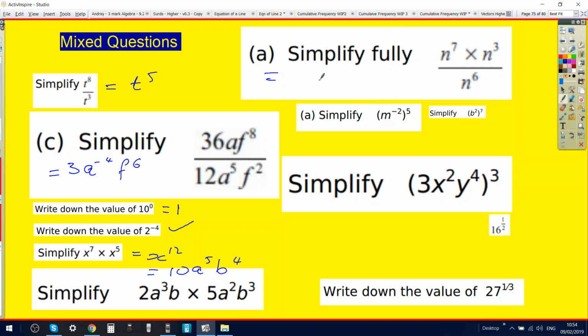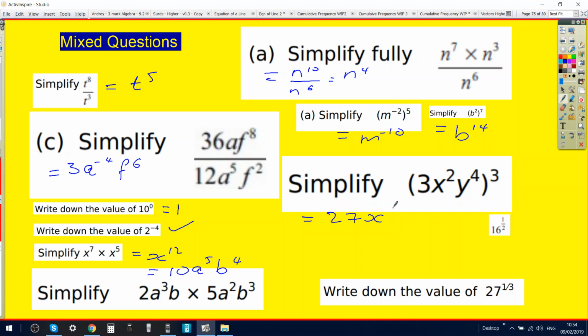Yeah. This one. So to start off, it would be n to the power of 10 divided by n to the power of 6. That would equal n to the power of 4. Yeah. This little one. Would it be b to the power of 14? And this one. Would it be n to the power of minus 10? Under it, would it be 3x? Not 3. Would it be 27? Yeah. 27x to the power of 5.